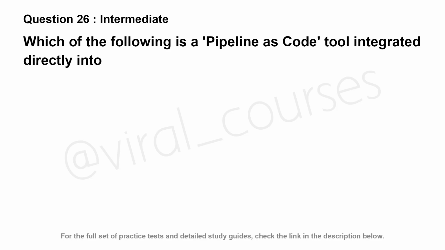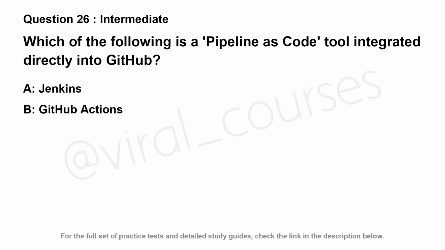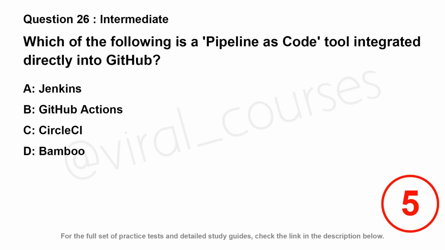Which of the following is a pipeline as code tool integrated directly into GitHub? Option A. Jenkins. Option B. GitHub Actions. Option C. Circle CI. Option D. Bamboo.